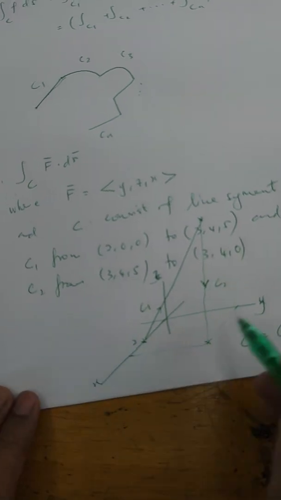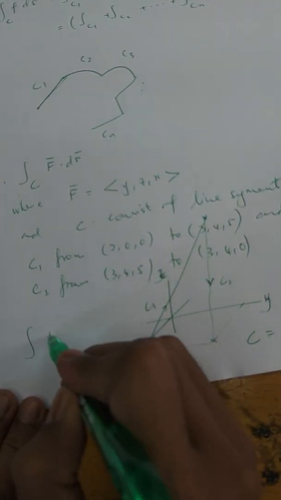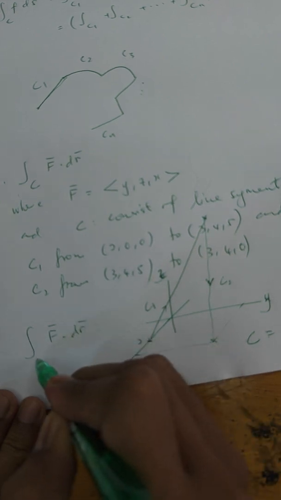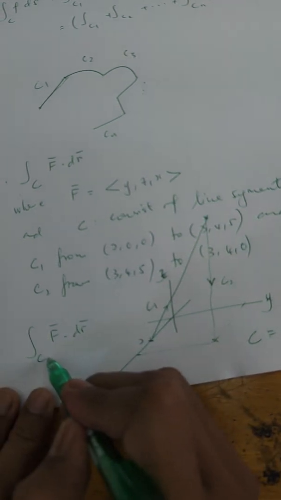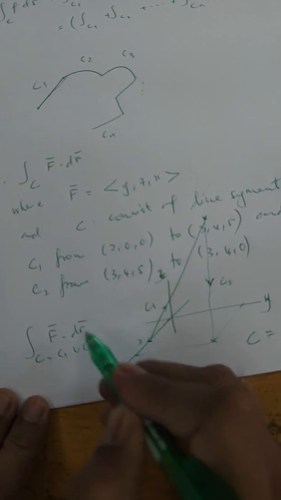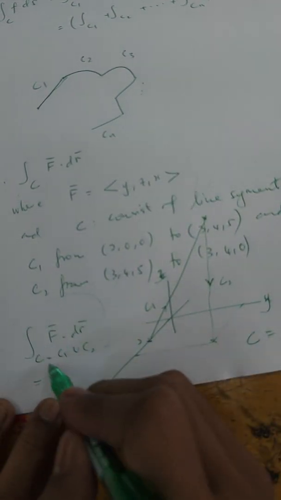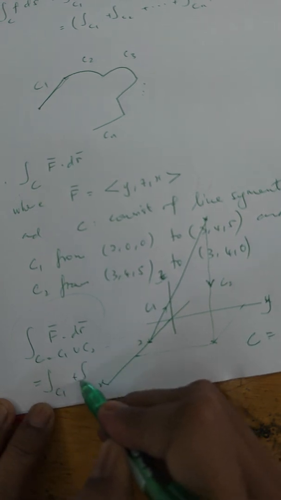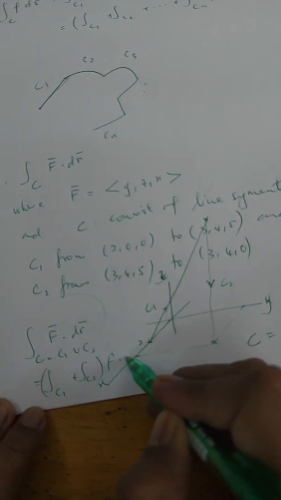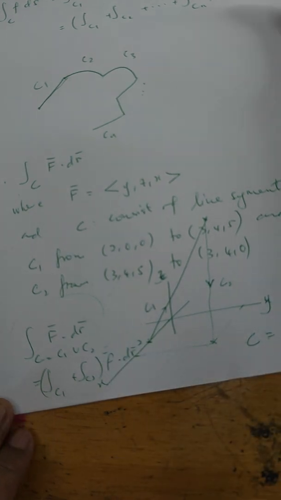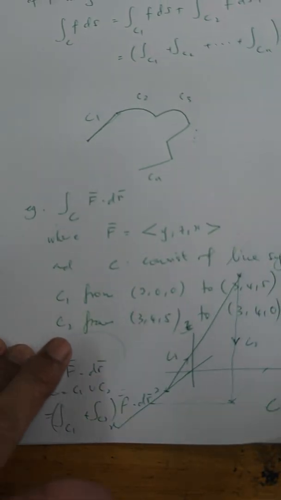Now we're going to evaluate the integral of F dot dr over C, where C is C1 and C2. What we can do is split it one by one: the integral over C1 plus the integral over C2 of F dot dr. First we consider C1. We need to determine what r is, because in the evaluation we need r and then we have to differentiate r.